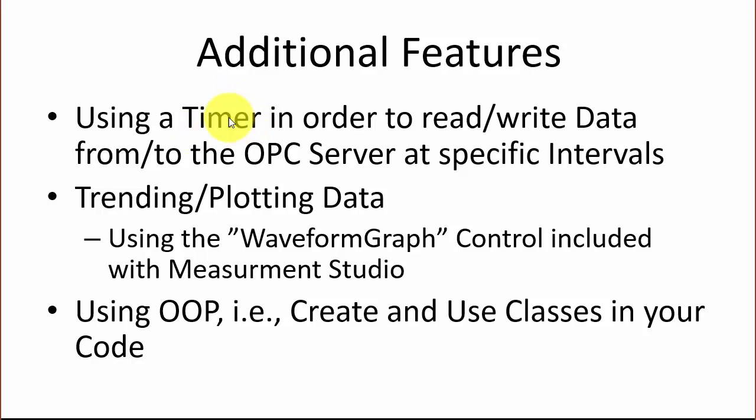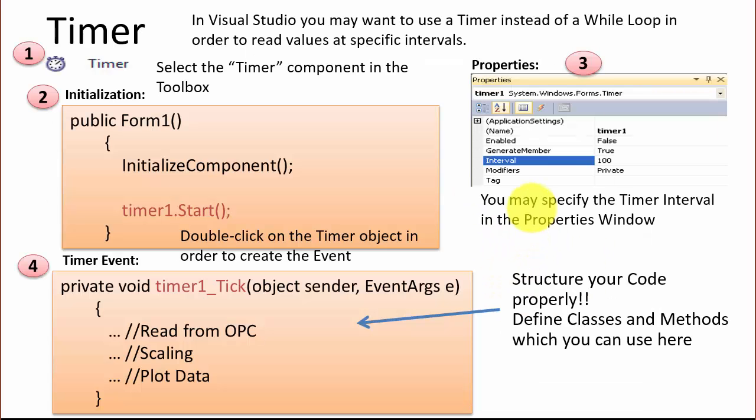It's kind of a loop. Then next, typically we want to plot the values in a plot or a chart inside Visual Studio, and then we can use the waveform graph that is included in the Measurement Studio. And of course, the last part, you should use some object-oriented programming, meaning you should create your own classes and use those inside your code. Let's take a look at this example. Here, let's start with the timer.